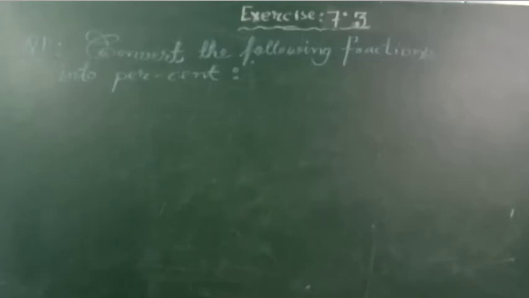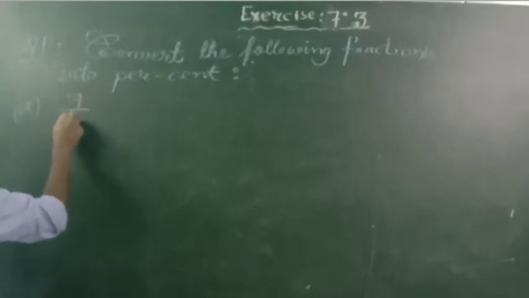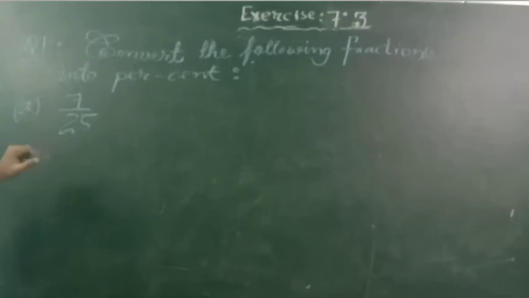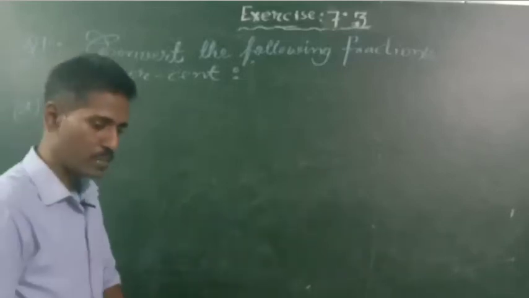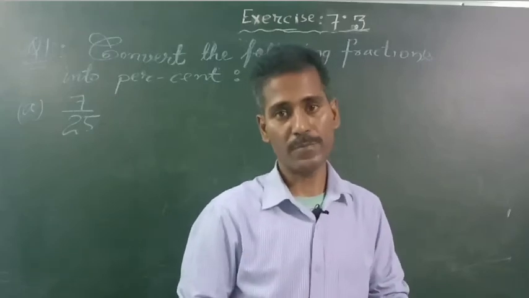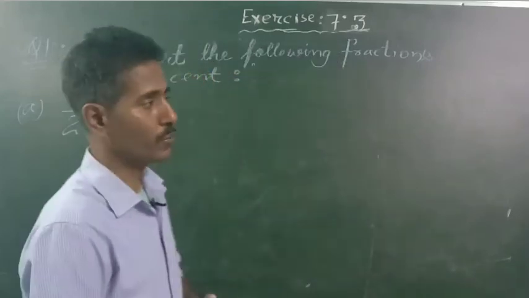Okay, and first question you got 7 by 25, sub question A. So 7 by 25 is a fraction. We have to convert it into percent. Before proceeding to solve this, let us first know what the very term percent means. Percent means out of 100.